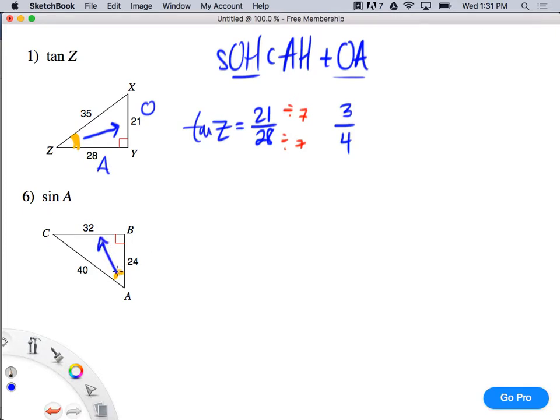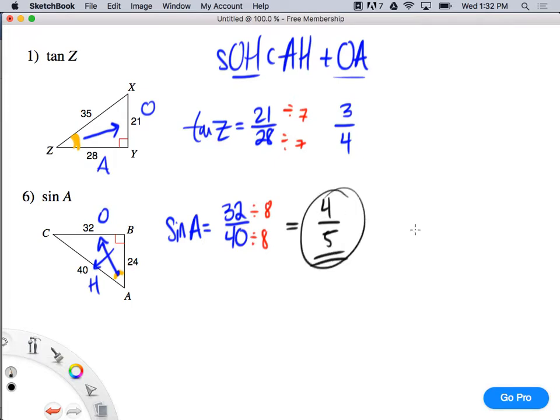So I have to get my opposite. I pick my angle and I look. That side's the opposite, right? And the side opposite the right angle is the hypotenuse. So in this case, the sine of A is opposite, which is 32, over hypotenuse, which is 40. Can I simplify this? Yes. By what? 8. So 32 divided by 8 is 4, 40 divided by 8 is 5.